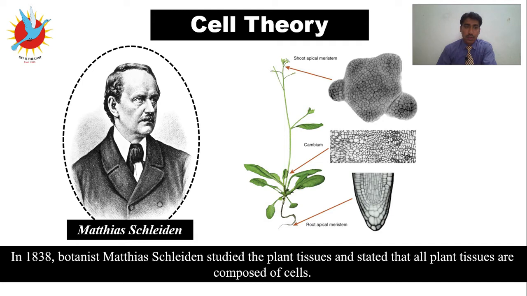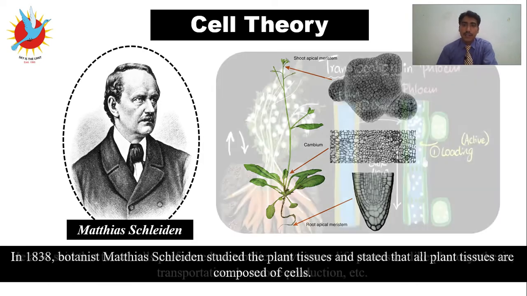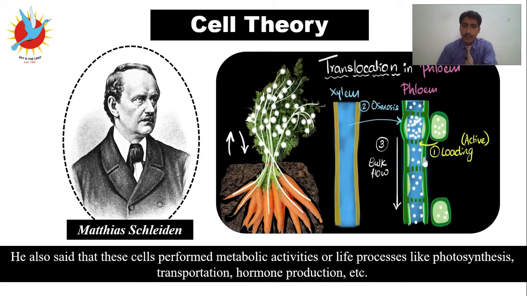Cell theory. First, Matthias Schleiden, in 1838, a botanist who specialized in studying plants only, studied plant tissue and stated that all plant tissues are composed of cells. He examined the different parts of the plant under the microscope and found that each and every part of the plant is made up of numerous cells. He also stated that cells can perform various kinds of metabolic activities or life processes like photosynthesis, transportation, hormone production, etc.